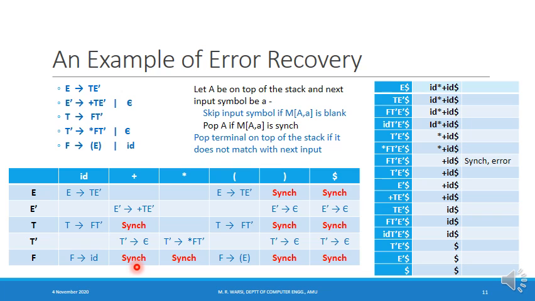So now there is an error. This error will be reported, and since it is marked as a sync entry, capital F will be popped off from the stack. So this has been popped from the stack. Now T dash comma plus contains this production. T dash will be replaced with epsilon. So T dash has been replaced with epsilon, and now we reach here. And this way the parsing will go on and continue.